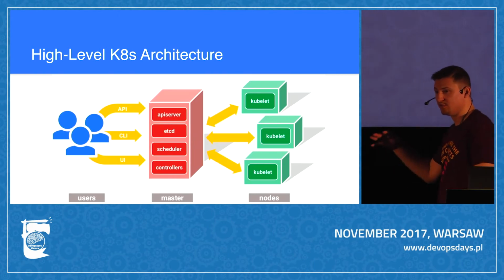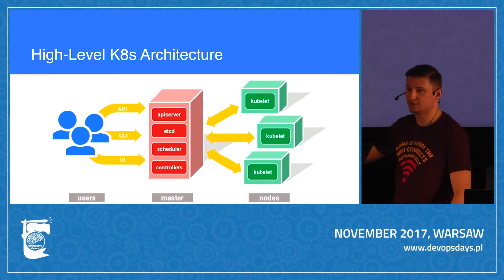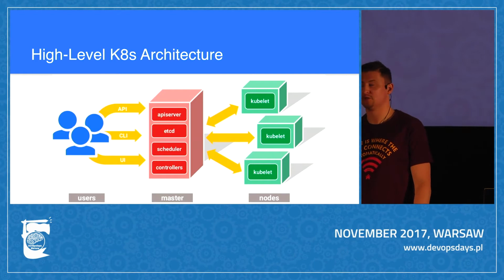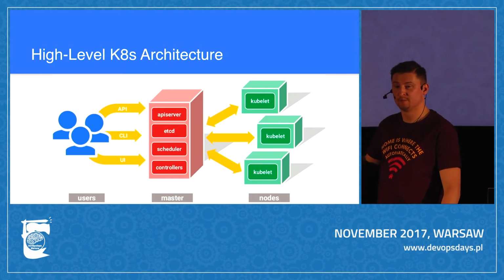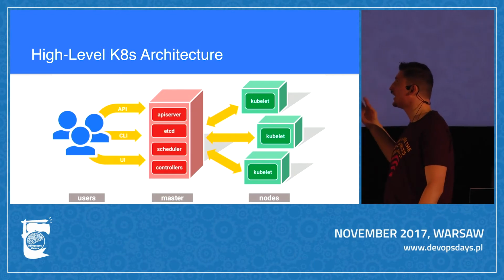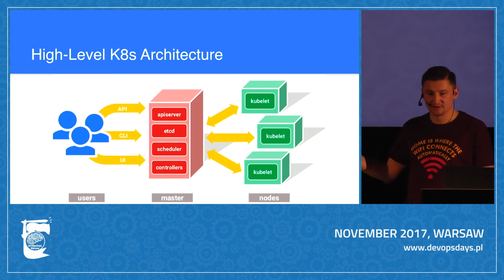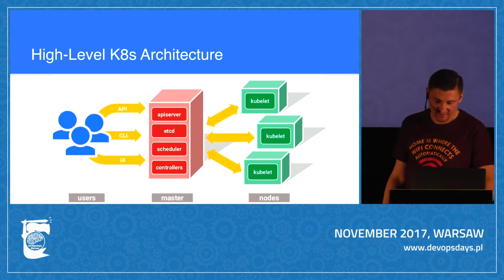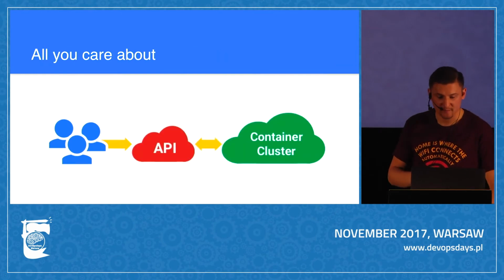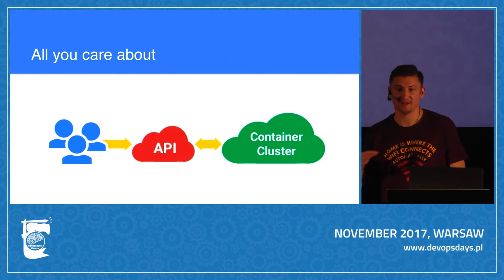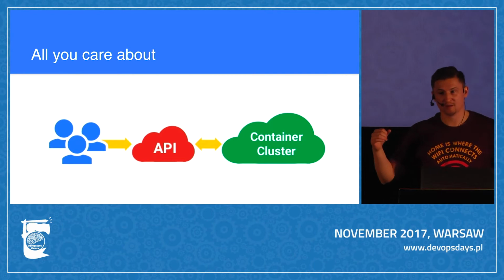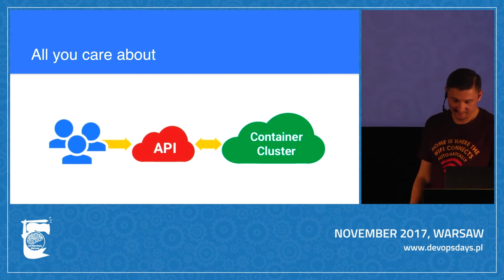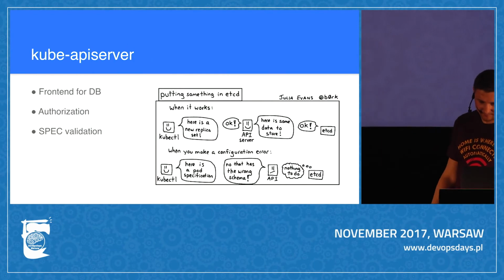We can simplify that architecture. We as a user have different protocols to connect to the master services. Then the master services are communicating with nodes, bidirectional, to manage the services. And to simplify it even more, we've got users, we've got API, and we've got managed cluster resources, containerized.